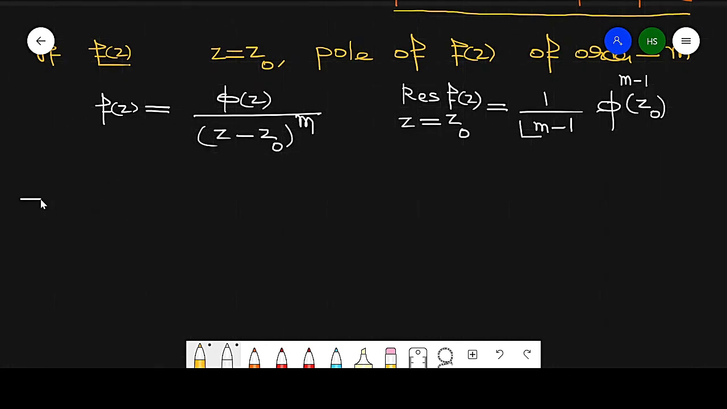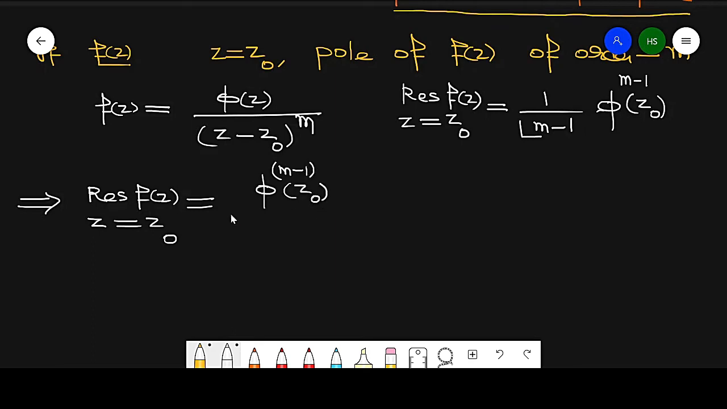So this can also be written as: the residue of function f(z) at z = z₀, if it is a pole of order m, is basically the (m − 1)th derivative of φ at the point z₀ over (m − 1) factorial. So this is for a pole of order m.